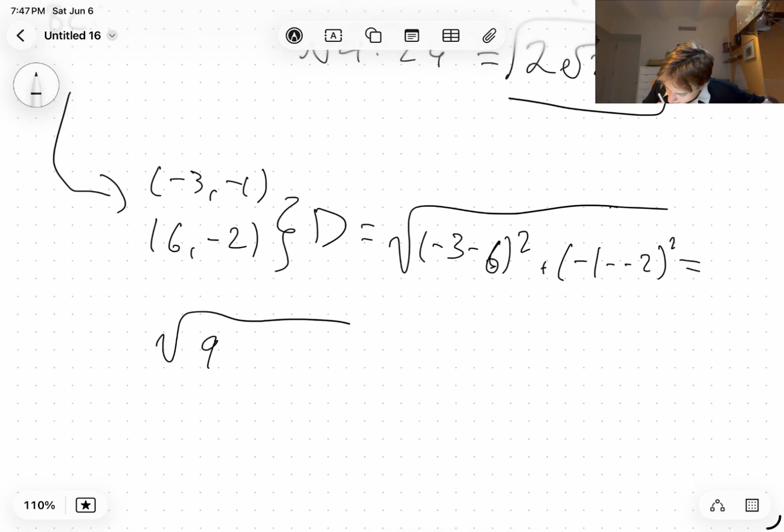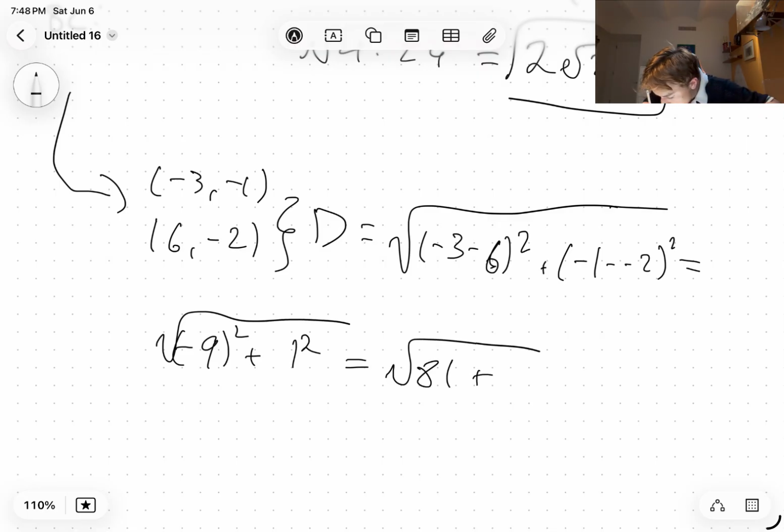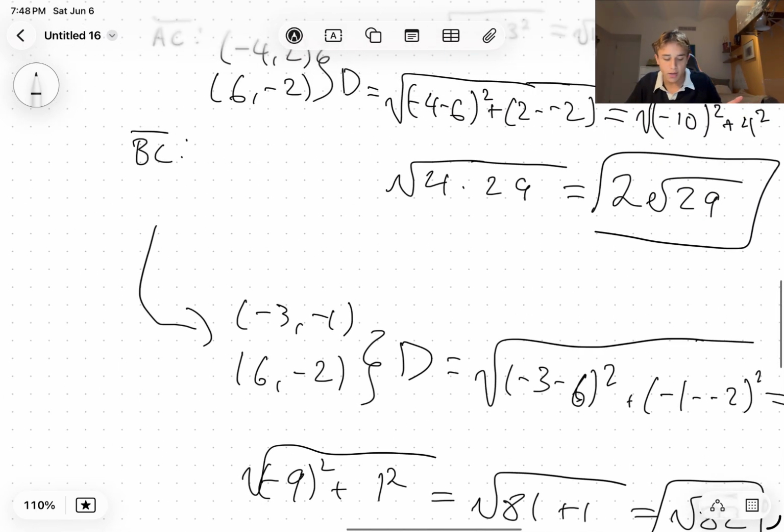the square root of negative 9 squared. Notice you can flip them around to get a positive value, because negative 9 squared is the same thing as 9 squared. So negative 3 minus 6 squared is actually just the same thing as 6 minus negative 3 squared. But I'm just going to keep going with what I've already written. To that, you're going to add negative 1 minus negative 2 is positive 1. So plus 1 squared equals the square root of 81 plus 1, which is the square root of 82. So that's going to be the length of segment BC, or the distance between points B and C.